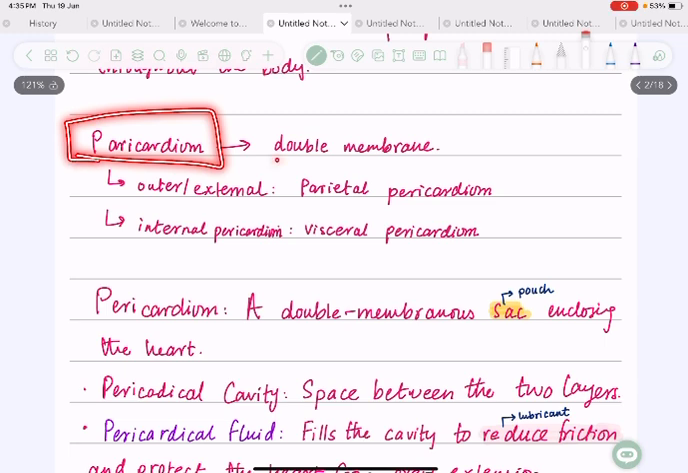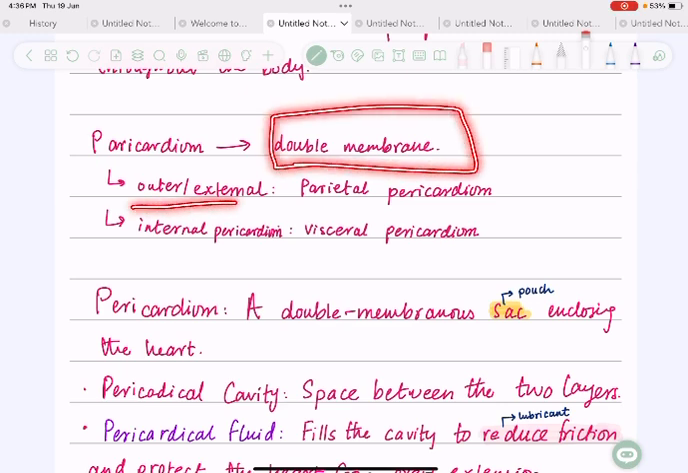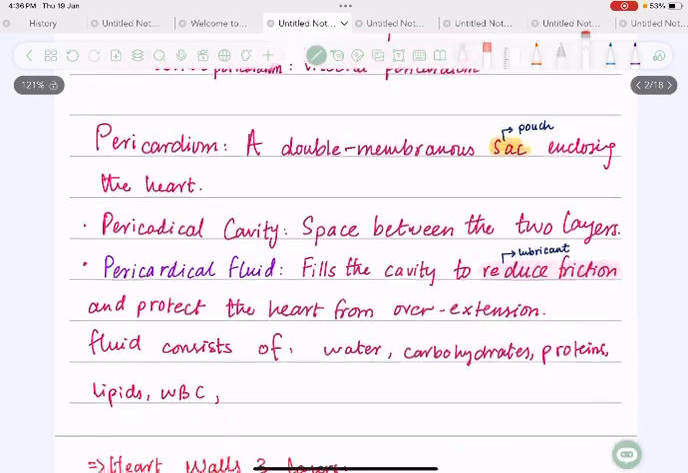Pericardium. It is a double membrane that encloses the heart, meaning the heart is covered by this pericardium, which is a double membrane, the outer and the inner pericardium. Or you can say the external or the internal pericardium. These are the two names. If you want, you can remember them. Pericardium is a double membranous sac. You can say it is a pouch enclosing the heart.